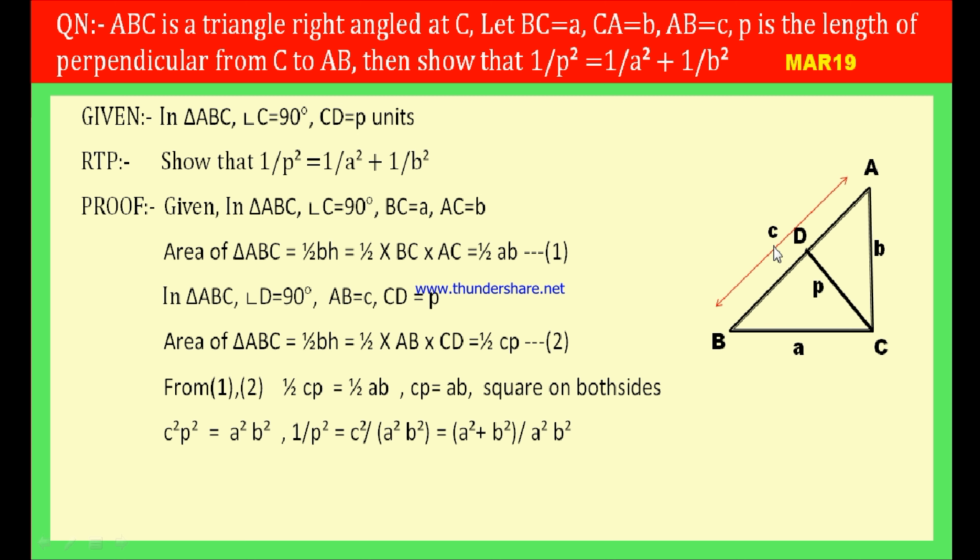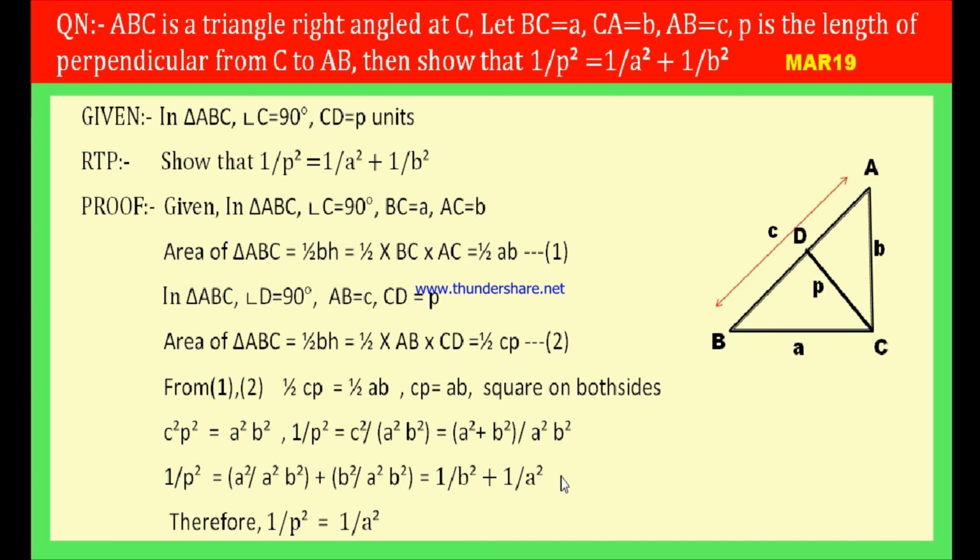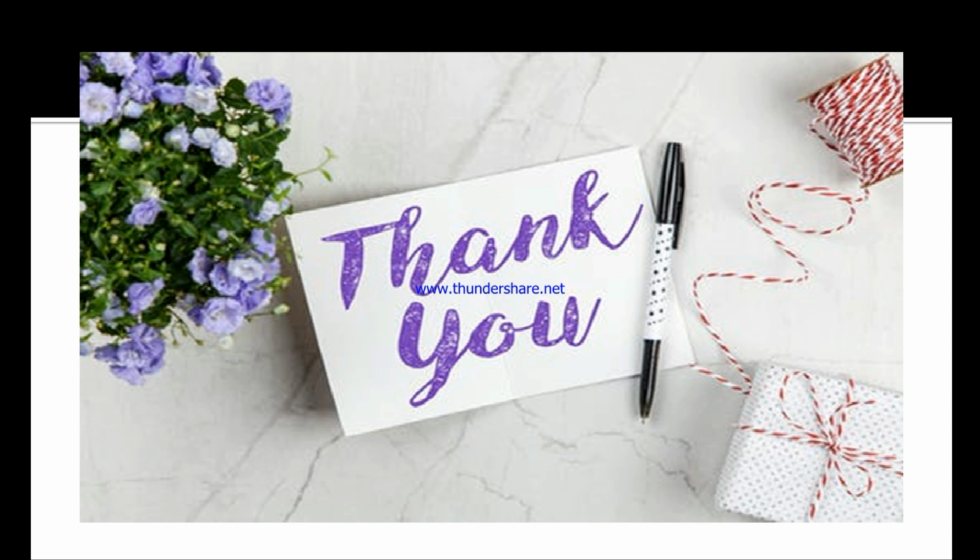By applying Pythagoras theorem, C square is equal to A square plus B square. Therefore, in the place of C square, you may substitute A square plus B square, over A square B square. Now, let us divide this RHS into two fractions, A square by A square B square plus B square by A square B square. You can cancel A square and A square and 1 by B square is left. If you cancel B square and B square, 1 by A square is left. Therefore, 1 by P square is equal to 1 by A square plus 1 by B square. It is proved. Thank you one and all.